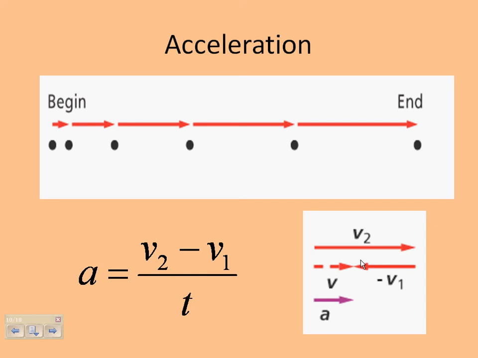Something going to the right will be a positive direction. Any motion to the left would be a negative direction or a negative velocity as noted here. If we look at those two, we're adding these two vectors together, we see that difference right here, and that shows us our direction of the acceleration.